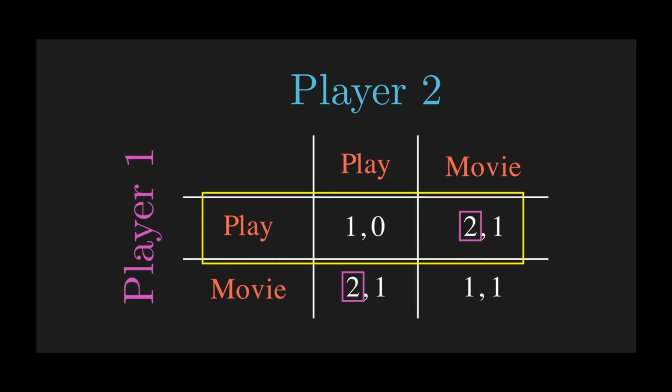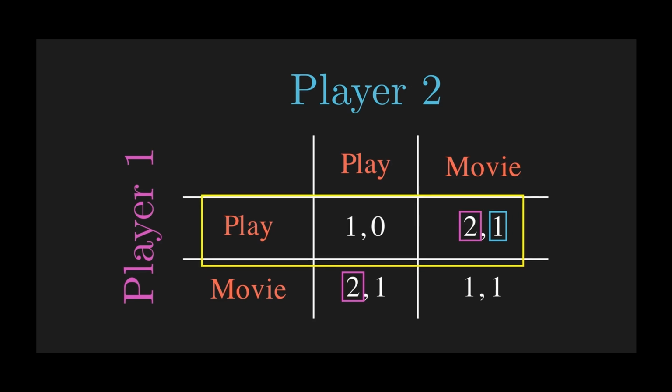Okay, so let's think about player 2 for a second. If player 1 is choosing to go to the play, what should player 2 do? Well, if player 1 is going to the play and player 2 goes with him, they get a payoff of 0. So this is very unnice for player 2. Instead, if they were to switch to going to the movies, they would get a payoff of 1. So if player 1 is going to the play, player 2 would wish to go to the movies.